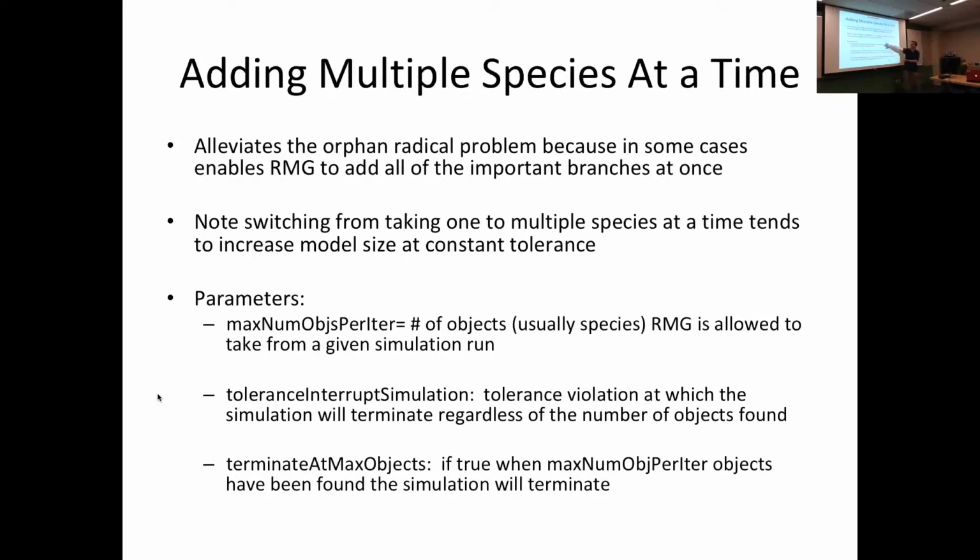Doing this tends to increase your model size at constant tolerance, so you may need to increase your tolerance a little bit when you do this. Usually you want to set the maximum number of objects you take. I usually set it to around 5, but you shouldn't set it to like 50, and you probably shouldn't set it much bigger than 10. But anything less than 10 is probably okay. You need to set the interrupt tolerance higher because otherwise it'll only add the first stuff it picks up. And if you're not pruning, you want to tell it to terminate so it doesn't continue the simulation. Once it gets the max number of objects, it'll just stop and be done.